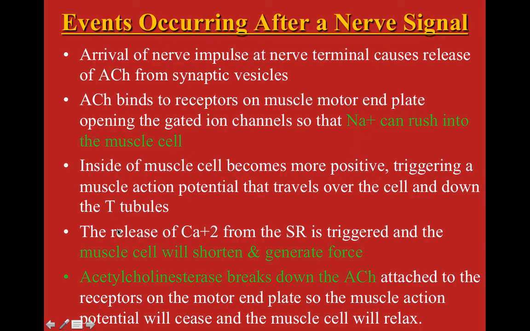Then the T tubules cause the release of the calcium ion from the sarcoplasmic reticulum, and the muscle cell is going to shorten and generate force. Remember that power stroke we talked about with the actin and myosin heads when they react together. Then the enzyme acetylcholinesterase breaks down the acetylcholine attached to the receptors on the motor end plate, so the muscle action potential will stop and the muscle cell will relax. And we just talked about the relaxation phase.